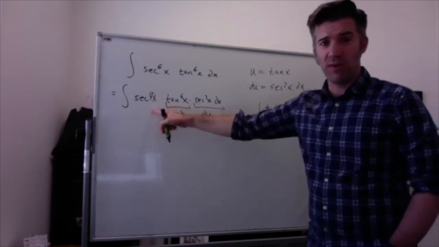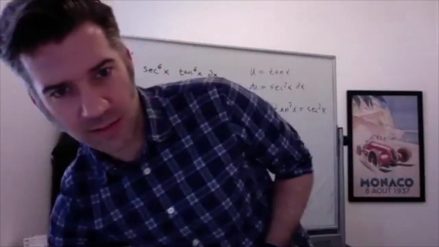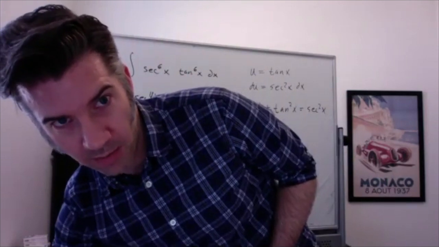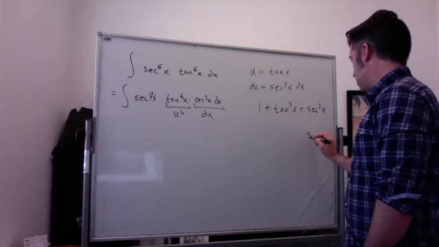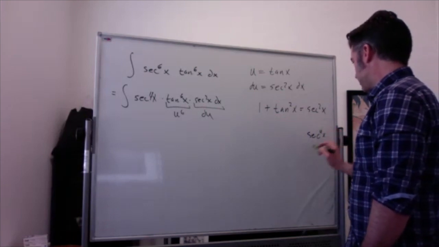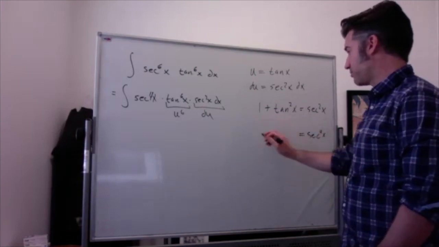We have secant to the 4th, so we have to square both sides. So secant to the 4th is equal to this thing squared.